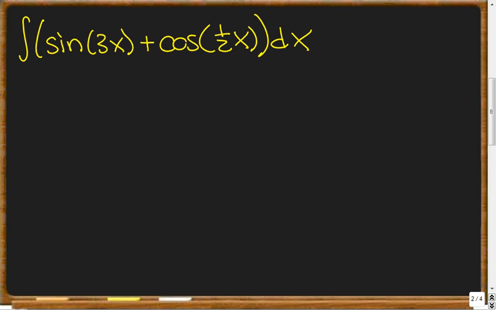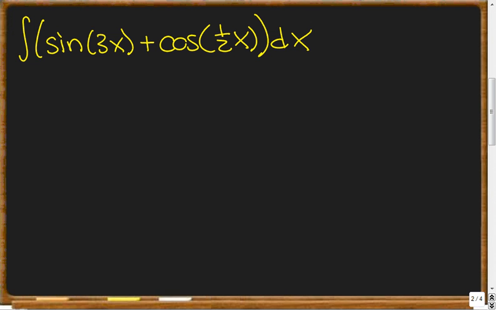Okay, so let's try some other problems here. What about the integral of sine of 3x plus the cosine of a half x? Well, what we do is you're going to take the integral of sine and cosine separately. But then, in this case only, because the integrals of the inside of these functions are just coefficients, what we're going to do is end up dividing by that same thing.